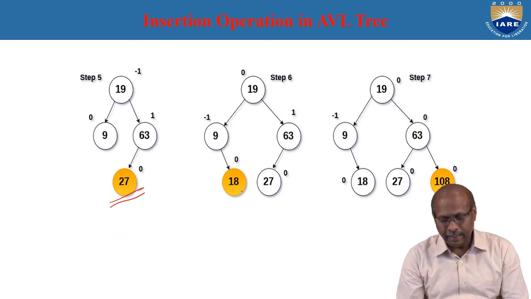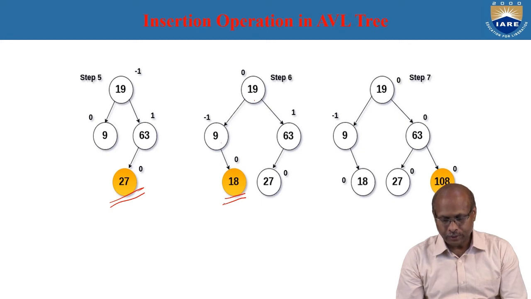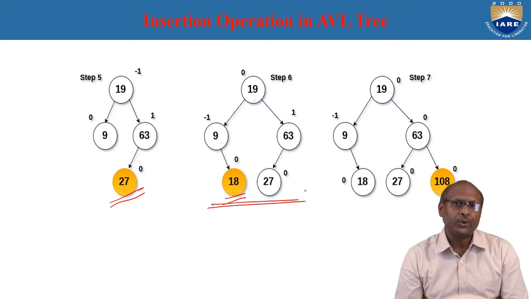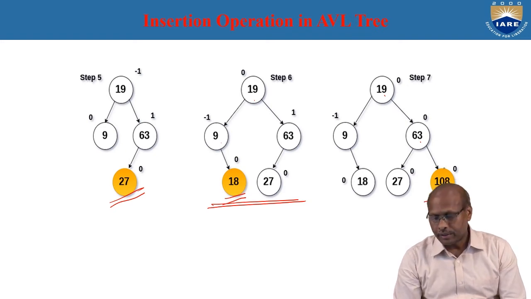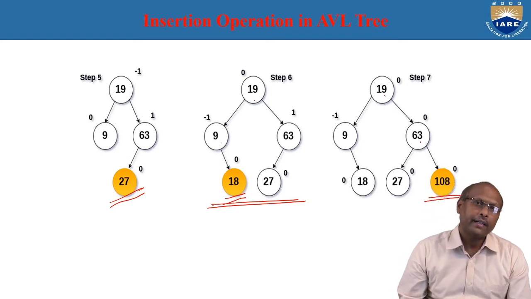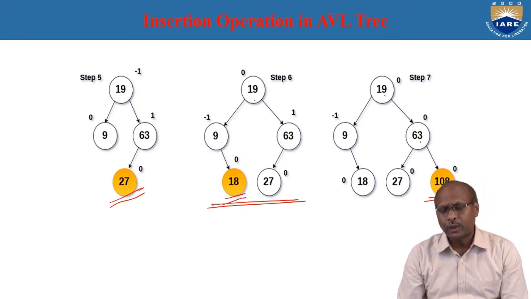Next data is 18. When 18 comes, because 18 is greater than 9, it comes to the right of 9. So 63 and 27 stay as they are. So this is also completely balanced. Up to this, there is no problem at all. Now 108 comes. 108 is greater than 19, greater than 63. So it is also completely balanced. There is no disturbance in the balance factor. So when there is no disturbance in the balance factor, no need to do any rotation.